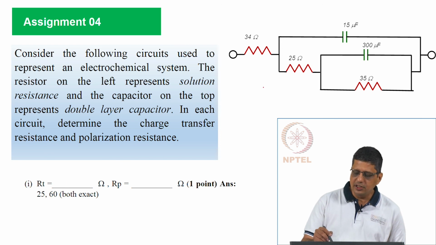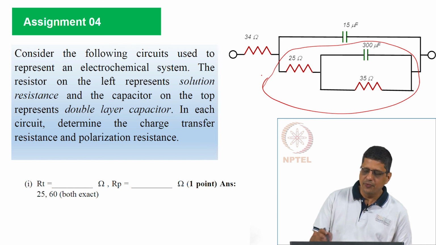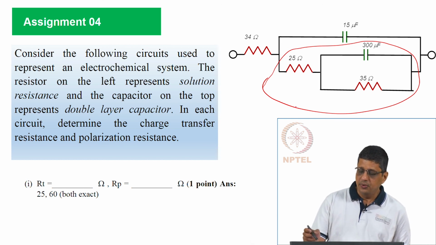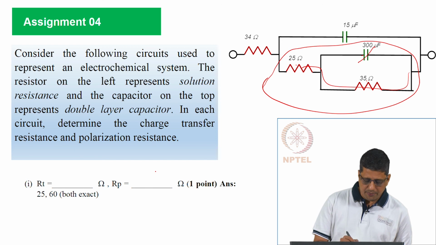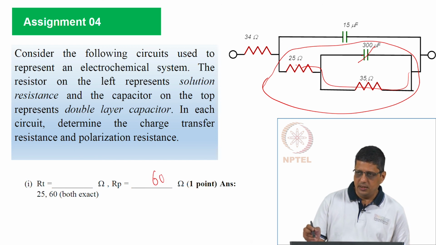Similarly, you are given a different circuit. The previous one was Maxwell circuit, this one is ladder circuit, you can think of it as a Voigt circuit. Here if I apply 0 frequency, no current will go through this, all the current will go through this. So, the sum of these two resistances 25 and 35, 60 ohm is going to be the net impedance at the limit of 0 frequency.